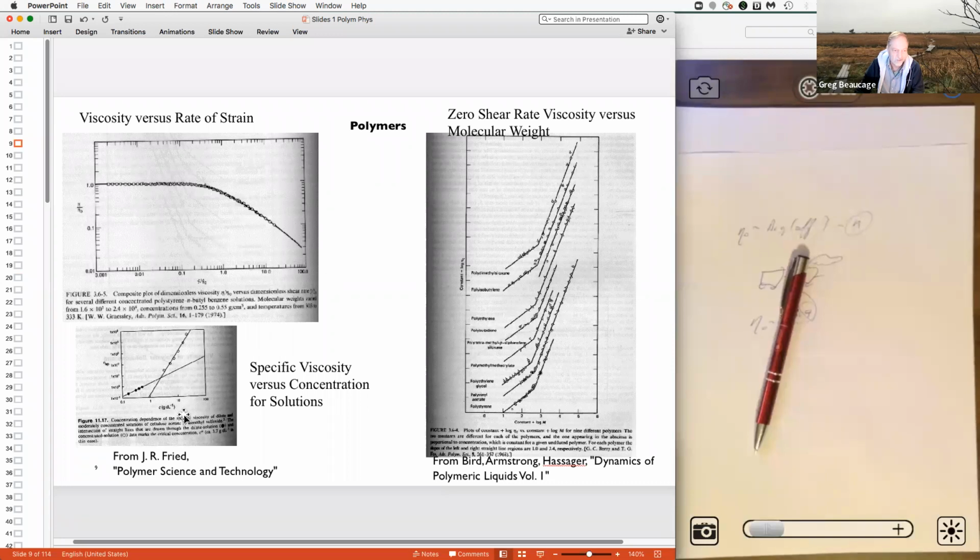Right? And you can see the same thing in solutions. When you get to low concentration solutions, the viscosity is proportional to the concentration. And once you get above a point where they can entangle, then you see a strong dependence of the viscosity on the concentration. This is also a log plot, so the slope here is also something like 3.5.